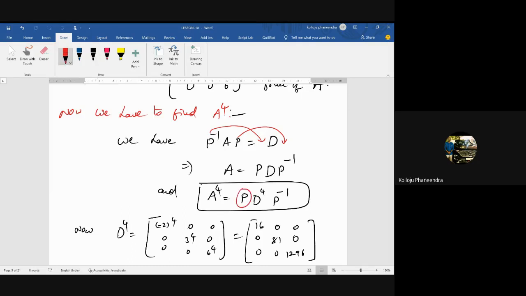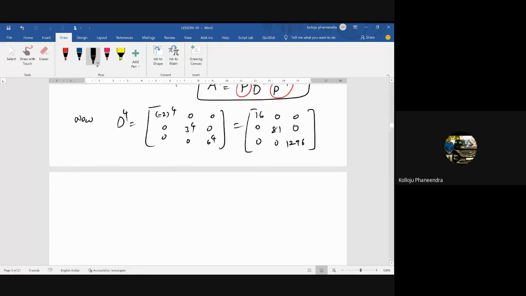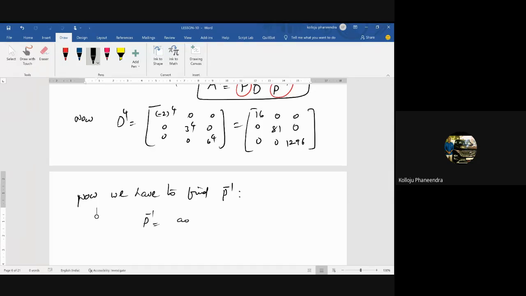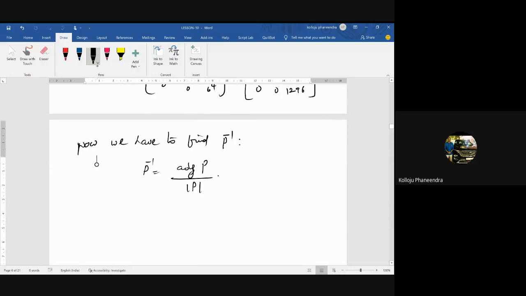Now, I know the P value. I have to calculate P inverse now. Okay, what is P inverse? By the adjoint technique, P inverse equals adjoint P by det P. Now, what is the determinant of matrix P?